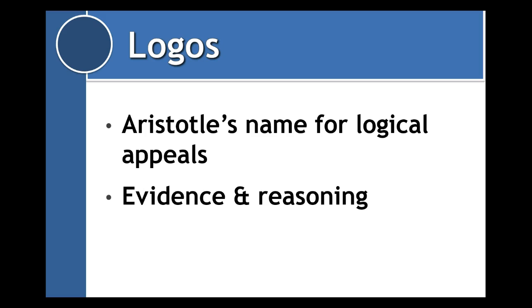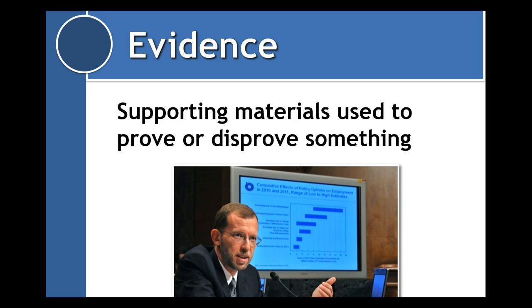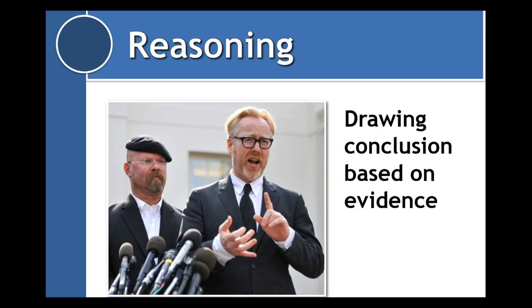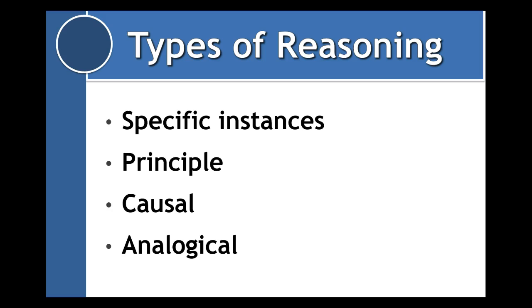Logos is Aristotle's name for logical appeals, and it means evidence and reasoning. Evidence means supporting materials used to prove or disprove something. Tips for evidence: use specific evidence, use novel evidence, use credible evidence, and make a clear point of using your evidence. Now, reasoning means drawing a conclusion based on evidence, and types of reasoning are specific instances, principle, causal, and analogical.